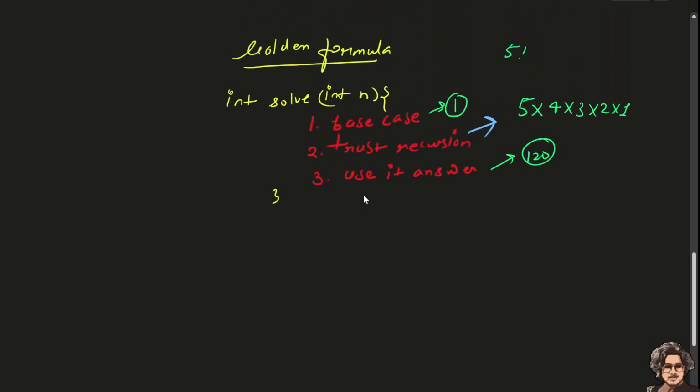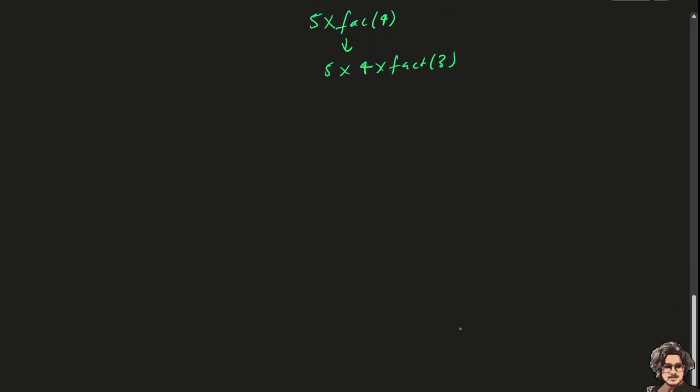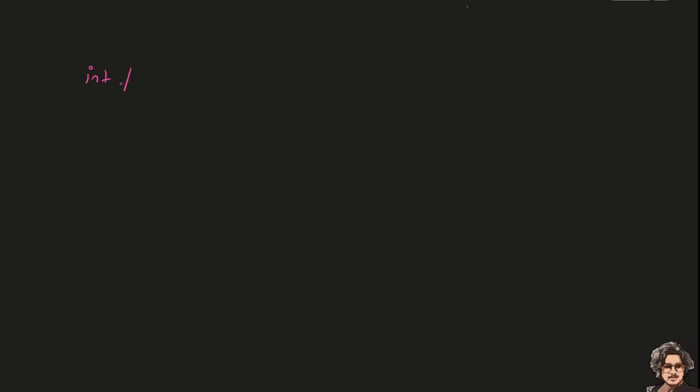It's simply like I am writing 5 into factorial of 4. If I got the answer, like 5 into 4, then I have to write factorial of 3. So the sample code for this one looks like we are writing integer factorial of n, and we are finding it.